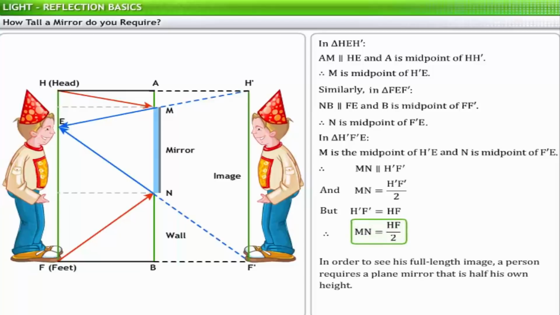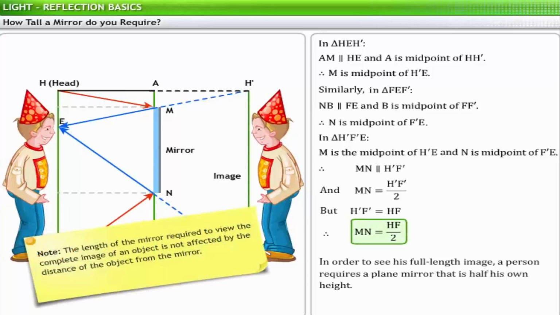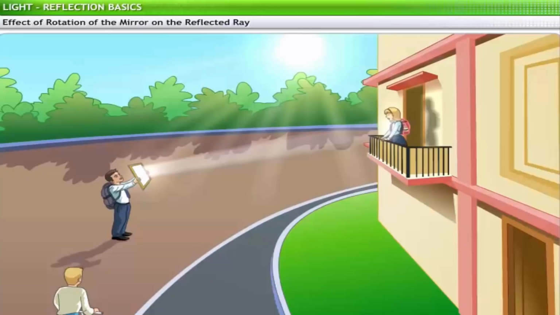Therefore, to view the complete image of an object, you need a mirror that is at least half the height of the object. Kids sometimes use mirrors as playthings, where they rotate the mirror in the sunlight to make the sun's rays reflect on another person or an object.